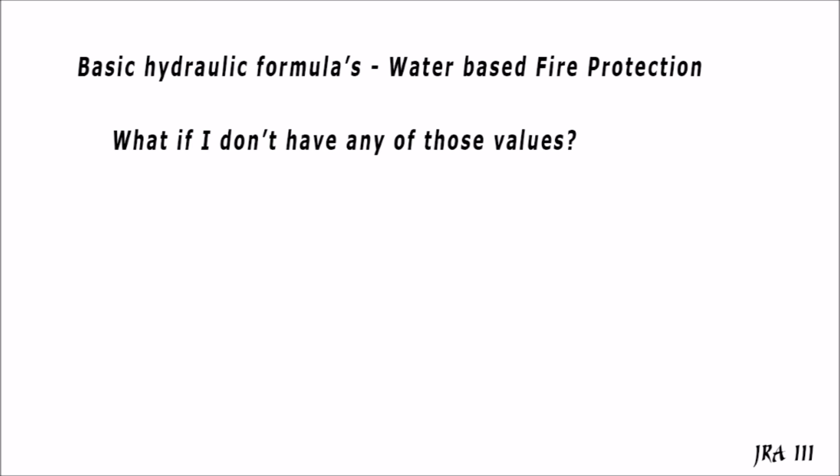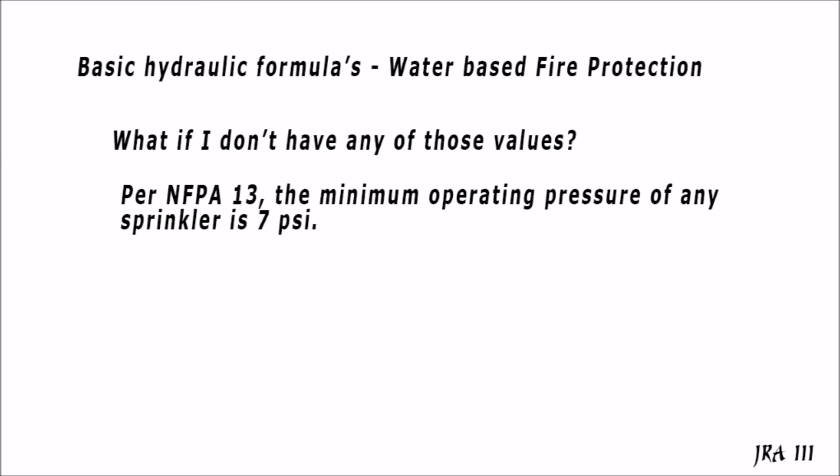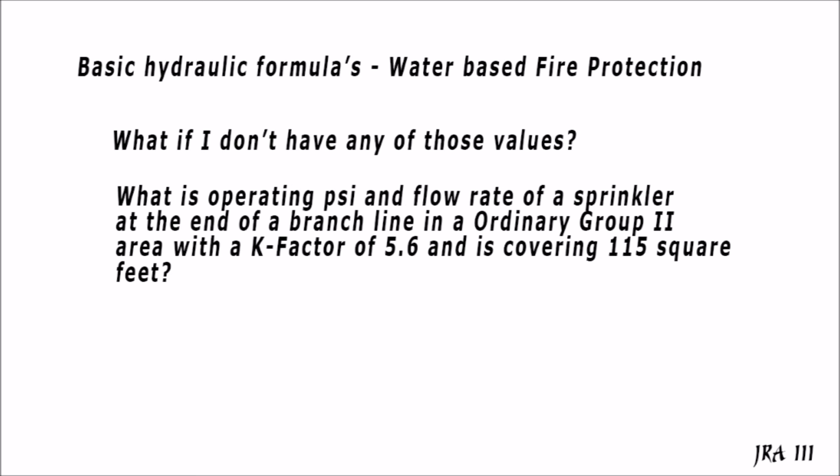Now comes the question: what if I don't have one of those values? What if I only have one value, which usually is the K factor, especially when dealing with a sprinkler? Per NFPA 13, the minimum operating pressure of any sprinkler is 7 psi, but that's just a backup. More often than not, when calculating, we're using the design density method, which has a way of figuring out our starting flow rate. A question like this is more likely to show up on NICET II, but it's good to know going into it.